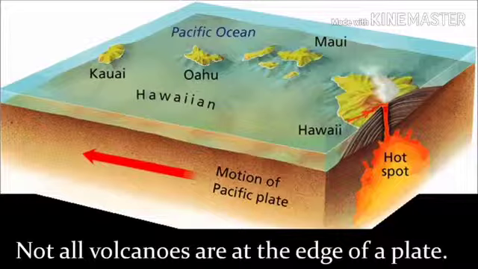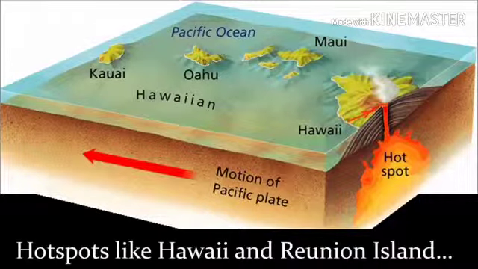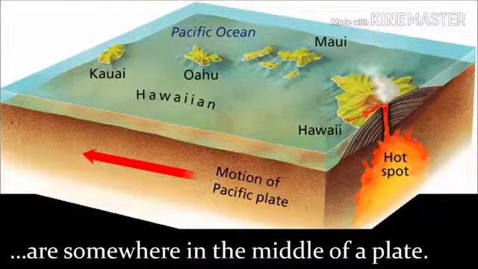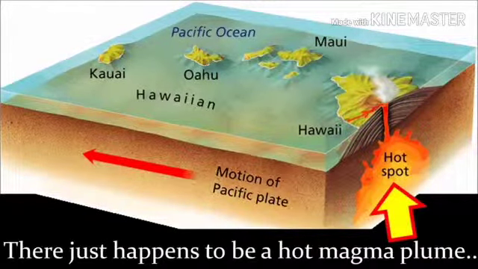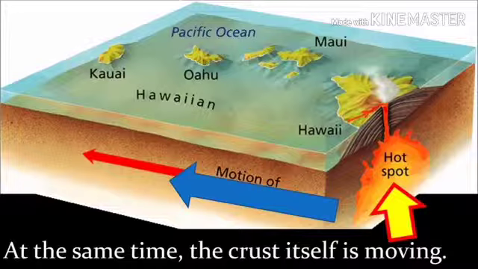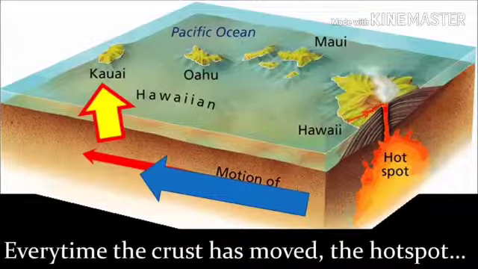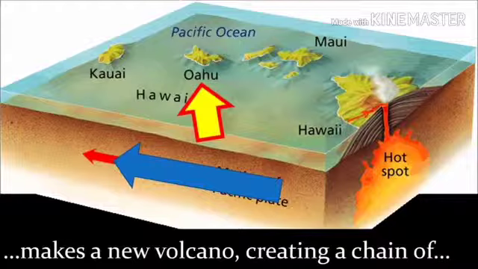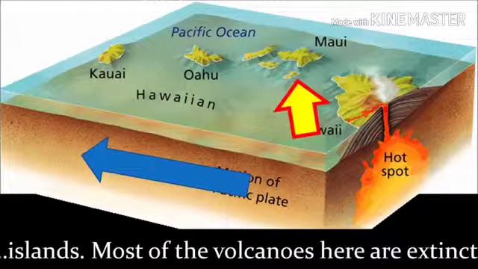Not all volcanoes are at the edge of a plate. Hotspots, like Hawaii and Reunion Island, are somewhere in the middle of a plate. There just happens to be a hot magma plume burning a hole through the crust above it. At the same time, the crust itself is moving. Every time the crust has moved, the hotspot makes a new volcano, creating a chain of islands.